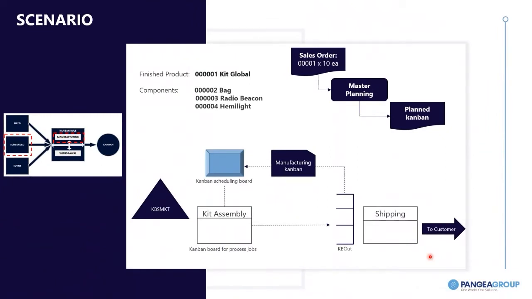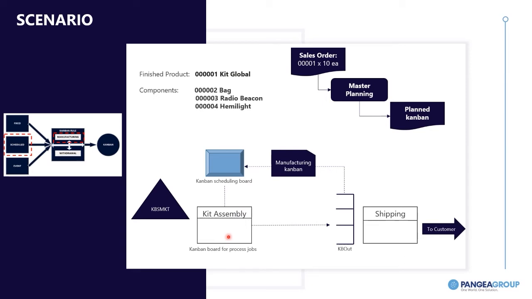The scenario that I am going to present in this part of the demo corresponds to a Kanban type manufacturing. In this case, we are going to assemble a product, and the replenishment strategy is going to be scheduled. So we will see the finished product with its 3 components. We will have a sales order with 10 units of the finished product. Then we will run master planning and we'll get a planned Kanban. Once we get the planned Kanban, we are going to firm this planned order, and we will get a manufacturing Kanban per se. Then we will move into the Kanban scheduling board in order to schedule the Kanban that we just created, assigning the Kanban work cell as well as a date to be processed.